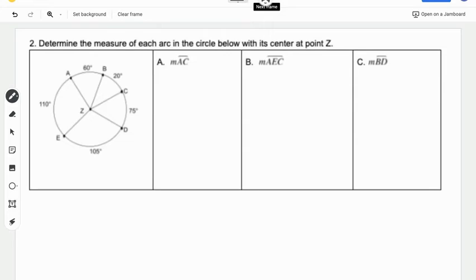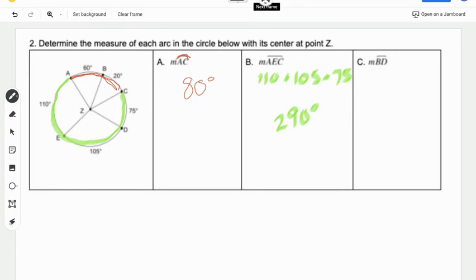Let's take a look at another one. Now here's another sort of problem here. Let's look at these examples together. The measure of AC, here's our AC, must be those two pieces put together. So AC is going to be 80 degrees. The measure of AEC, now remember, if it gives us three letters, we're doing the major arc, which will go the long way around this circle. Right, so AEC must be the measure of these added together, which means AEC is going to be 290.